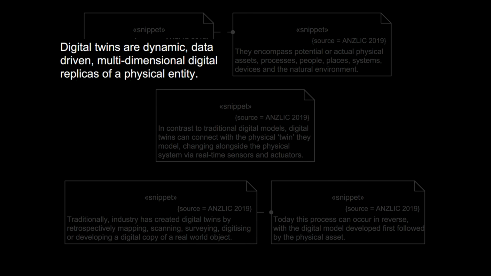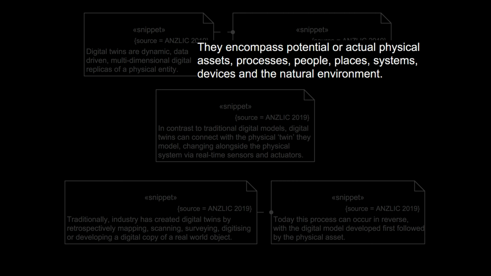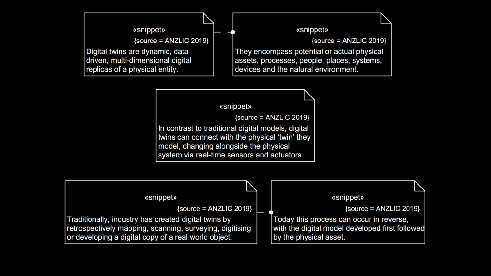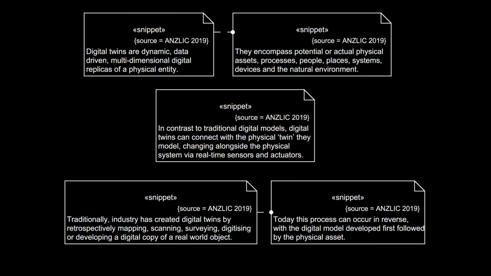Digital twins are dynamic, data-driven, multidimensional digital replicas of a physical entity. They encompass potential or actual physical assets, processes, people, places, systems, devices, and the natural environment. In contrast to traditional digital models, digital twins can connect with the physical twin they model, changing alongside the physical system via real-time sensors and actuators.